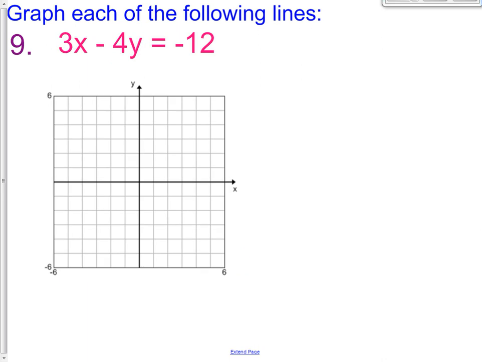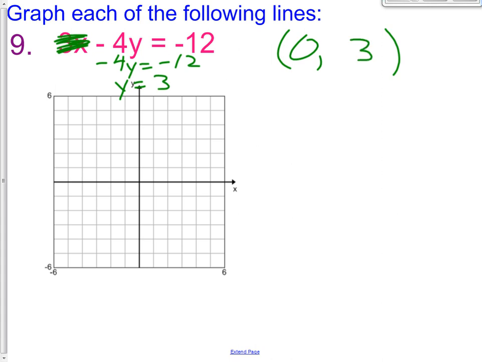Problem number 9. This one is in standard form, so what I like to do is use my intercepts. What happens when x is 0? Well, when x is 0, 3 times 0 is just 0, so a negative 4y equals a negative 12. That must mean when I divide both sides by a negative 4, y equals a positive 3. So at 0, 3 I have a point.